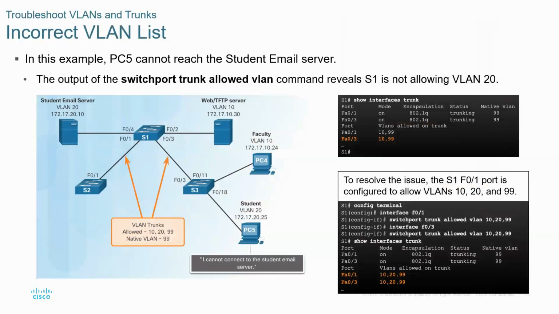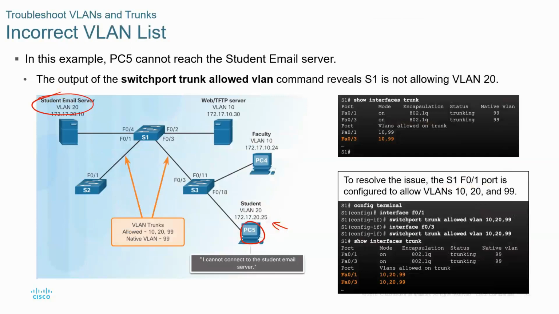Here, this is an incorrect VLAN list. So again, PC5 wants to reach the student email server. They are both on VLAN 20, so this traffic should be allowed. And you will see here that they are both given the correct network address, so 172.17.20.10 versus here 172.17.20.25. So they are in the same network, so this is not the problem.